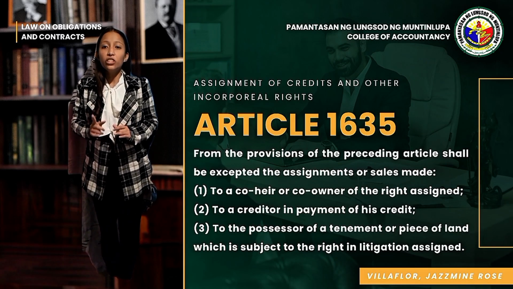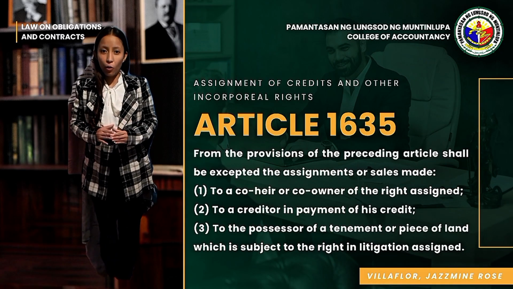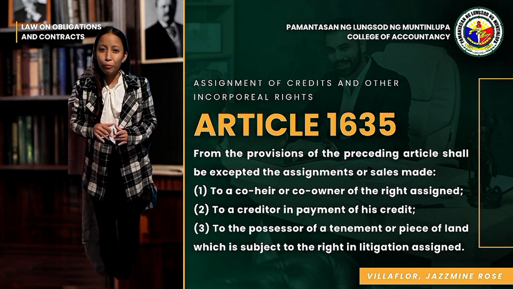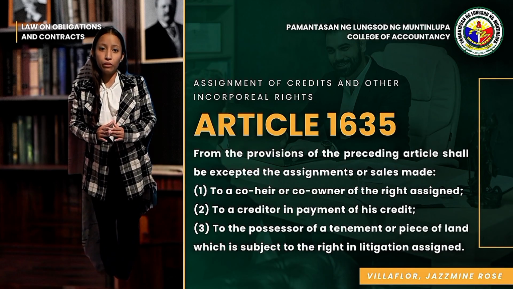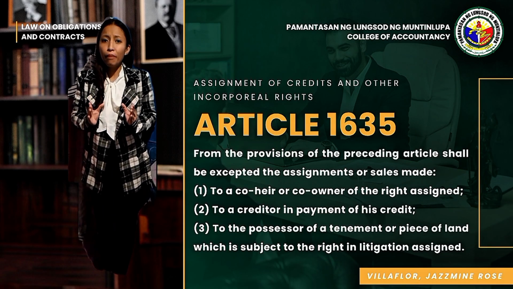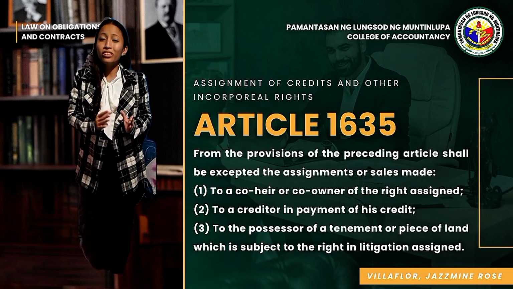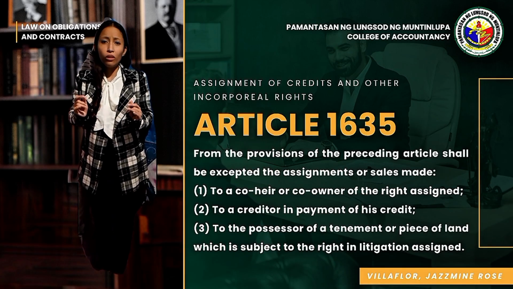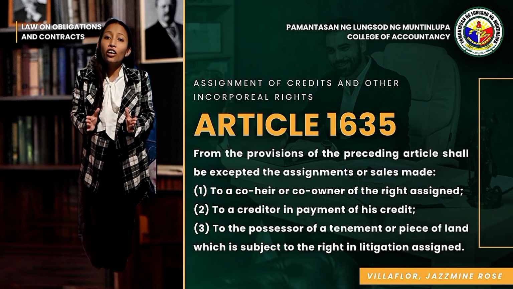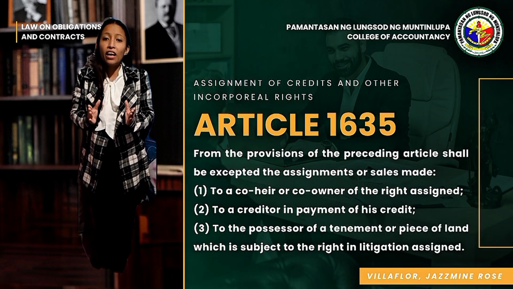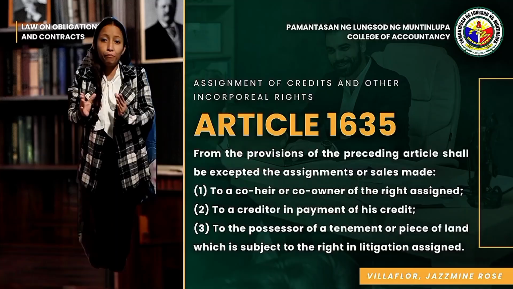For example, John and Jim own a house, but that property has a debt dispute. Now, if John buys the debt from the creditor, Article 1634 will not be applied. What will happen here is that John will not be able to get the benefit of paying only what he paid for the debt.